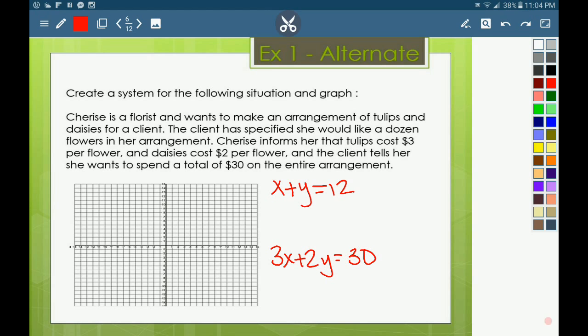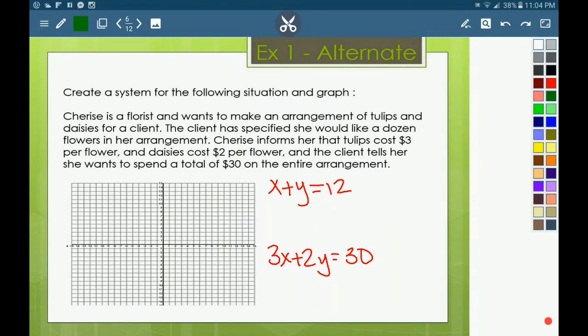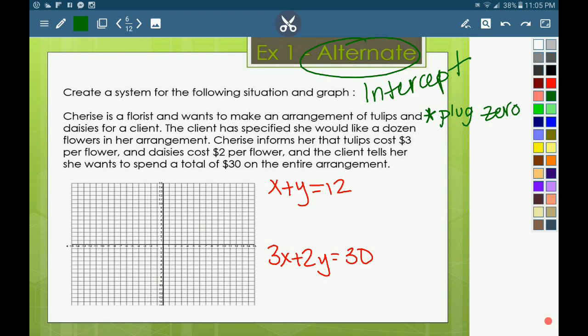Now, in the previous example, we rearranged it so that these equations were in y equals mx plus b. This method, and I'm actually going to write this method's name next to the word alternate, this is going to be the intercept method. We should know that a y-intercept is where it crosses the y-axis. Well, there's also an x-intercept as well. The rule here is plug 0 in for the opposite variable. So if you want the y-intercept, plug 0 in for x. If you want the x-intercept, plug 0 in for y.